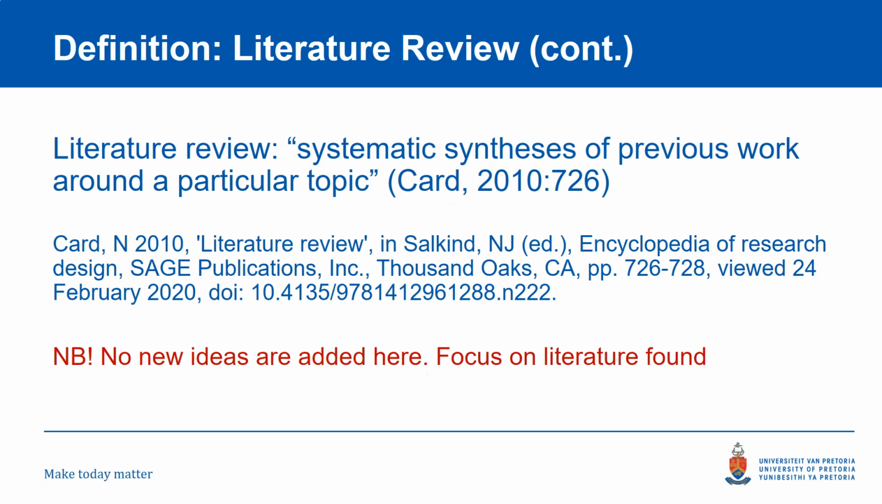So just to continue, Card from 2010, he said, or she said, I'm not sure of the gender, this author said a literature review can include a systematic synthesis of previous work around a particular topic. Systematic meaning it has to make sense how you write it. If possible, write it chronologically or using trends. So provide background information on the topic. This is where the topic started. This is how it evolved. This is where it is now. Or this is how this concept started. This is how it evolved. And this is where we are now.